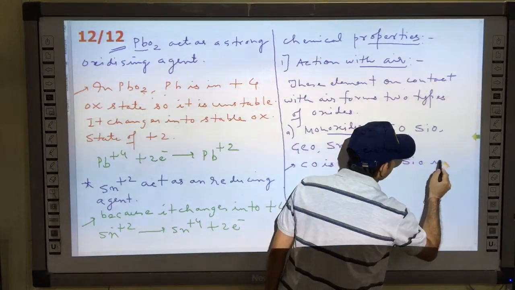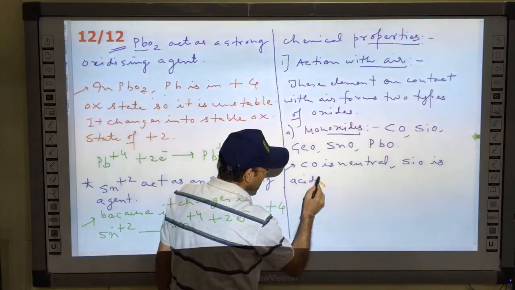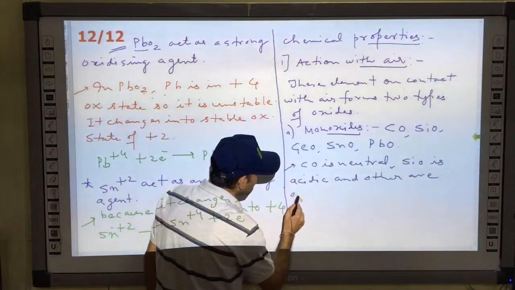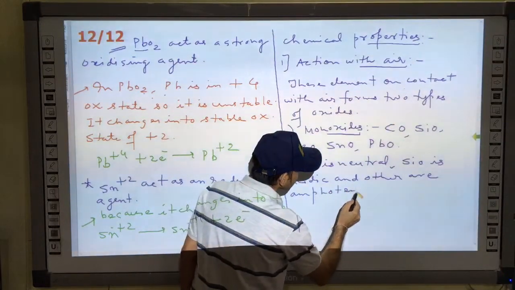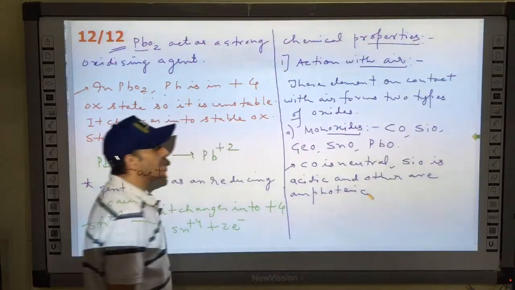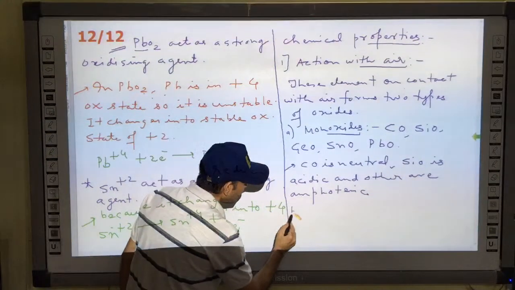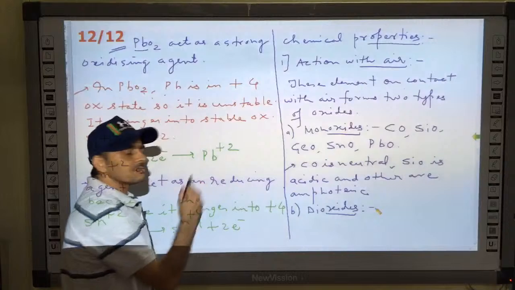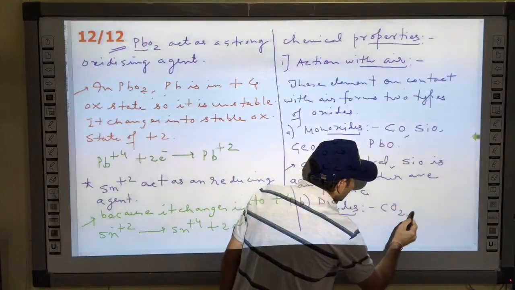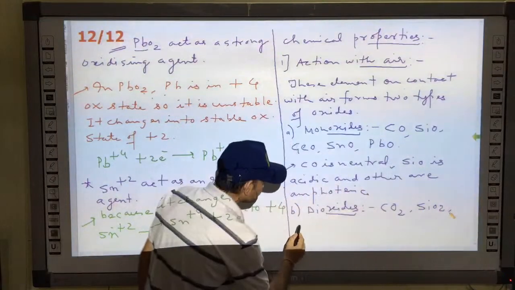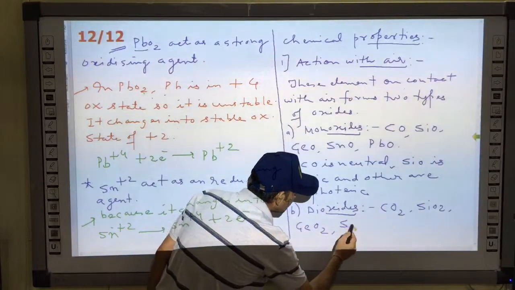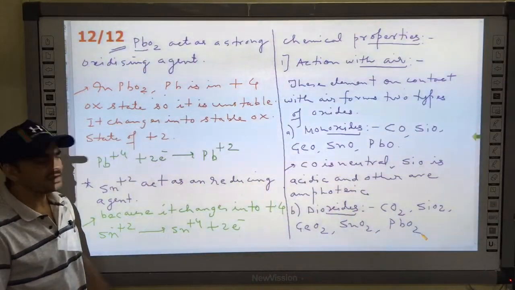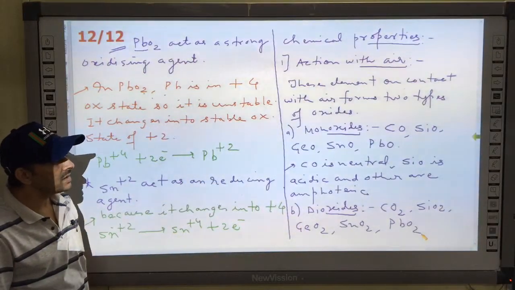SiO is acidic and the others are amphoteric. Amphoteric means they can behave as both acid as well as base. The rest, germanium, tin and lead oxide, are amphoteric. Okay, this is monoxide. B is dioxides. The second type of oxide formed by these elements is dioxide: carbon dioxide, silicon dioxide, germanium dioxide, tin dioxide, lead dioxide. Now you see they are also forming dioxides: CO2, SiO2, GeO2, SnO2 and PbO2.